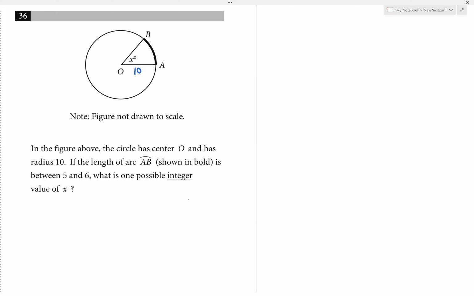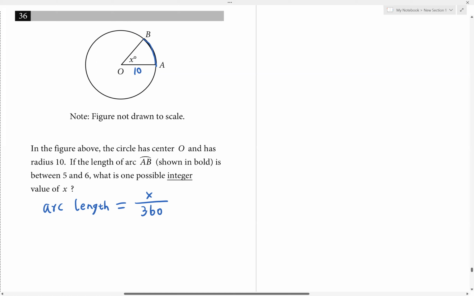There is a formula that we can use to calculate the arc length of a circle. Let me write this down. The arc is a part of the circle, so it's actually a partial circumference. The whole circle on the outside is the whole circumference, and the arc is a part of that. To calculate the arc length, we take the central angle, x, always divided by 360, because in the whole circle we have 360 degrees.